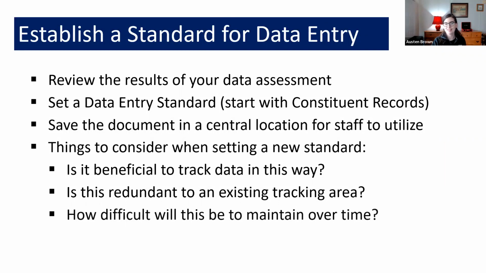And then the third one is, how difficult is it to maintain this over time? So say you want to tag a constituent in a particular way every time X event happens. Well, you do it the first time, that's great. You've got the database up to date. But what happens every single time that event happens in the future? How do you know to tag that constituent moving forward? How much effort is going to go into making sure that this piece of your data is up to date all the time, right?